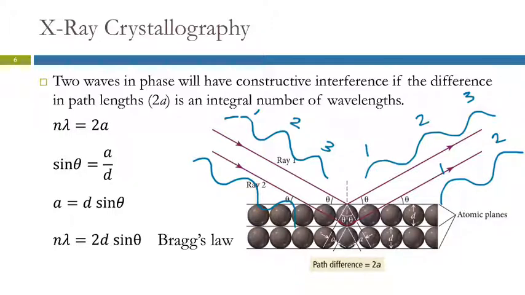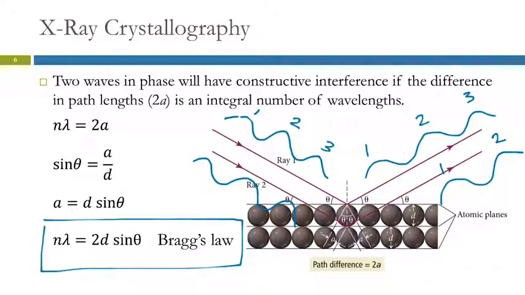You do not need to derive that. You do not need to remember that. But you may have to do a calculation or two using that equation. It's called Bragg's law. Any questions? n lambda equals 2D sine of theta.